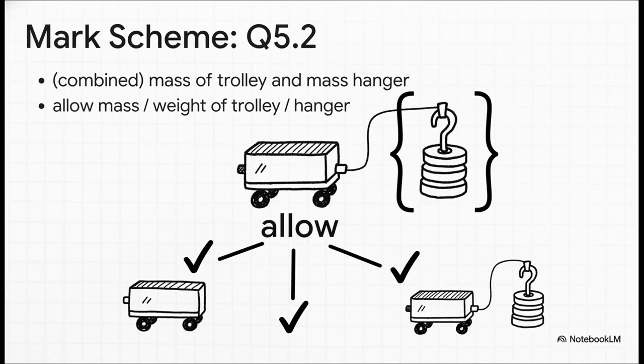The mark scheme says the answer is the combined mass of trolley and mass hanger. See those brackets around combined? That means the word is extra detail, but you don't strictly need it for the mark. And then look, there's our old friend allow. They'll also let you have the mark for just saying mass of the trolley or even weight of the hanger. This is a perfect example of how knowing that language gives you more ways to be right.